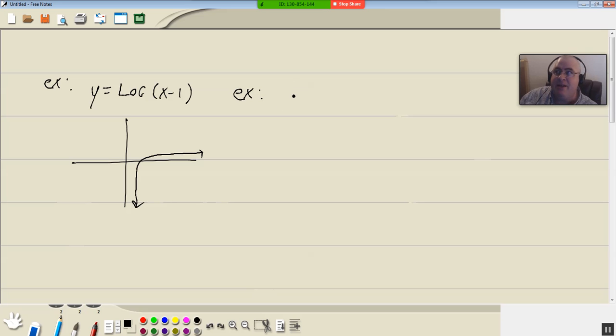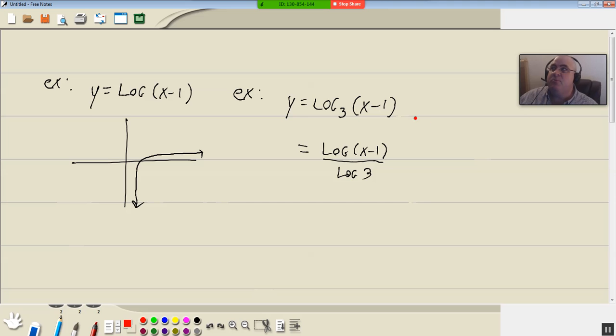Remember we looked at the change of base earlier. Now if you have y equal to log base 3 of x minus 1, so instead of our standard log, we now have a different base, you're going to use a change of base on this. So we're going to rewrite that as log of x minus 1 over log of 3. Now remember how the change of base works. Whatever follows your log is what goes up on top, and whatever your base is goes down here. The benefit of that is once you have it rewritten, you can plug it straight into your calculator.